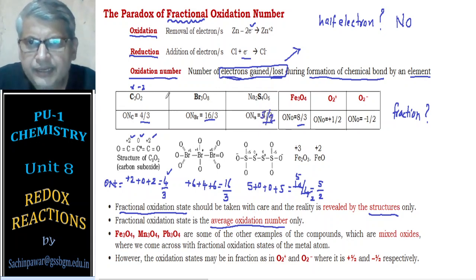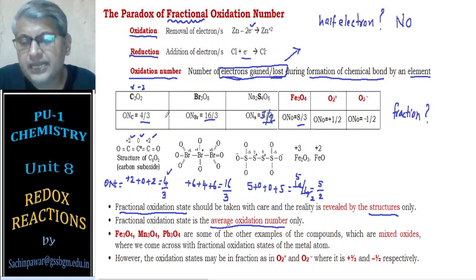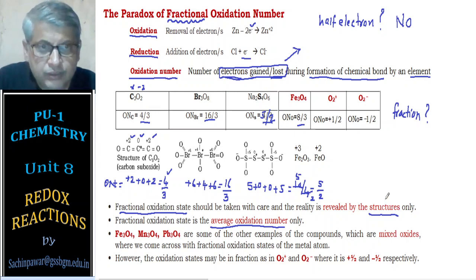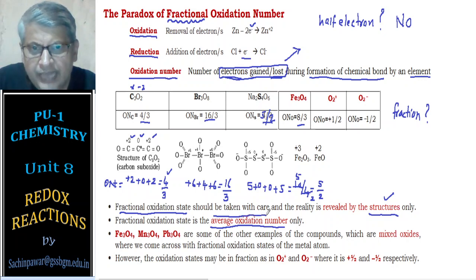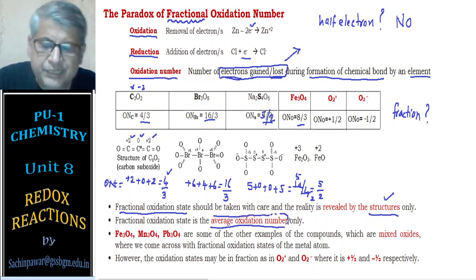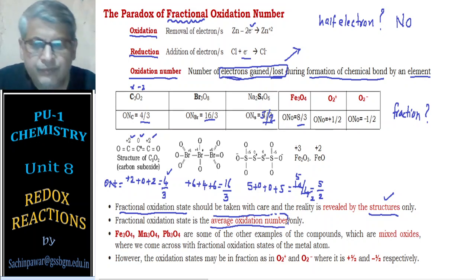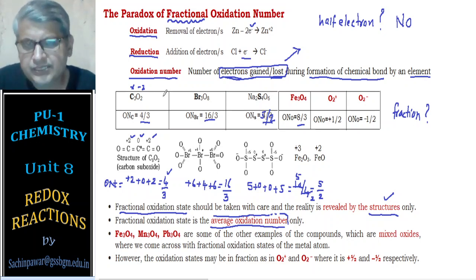So why it is a fraction in the first 3 examples, I think it is clear. You have to just see the structure and we have to take the average. We are taking the average of the oxidation number of all the atoms of those elements present in the compound, and that is why we are getting a fraction in the first 3 examples.